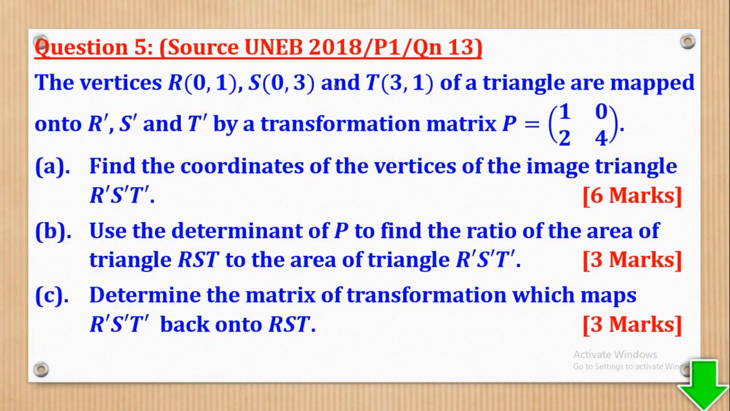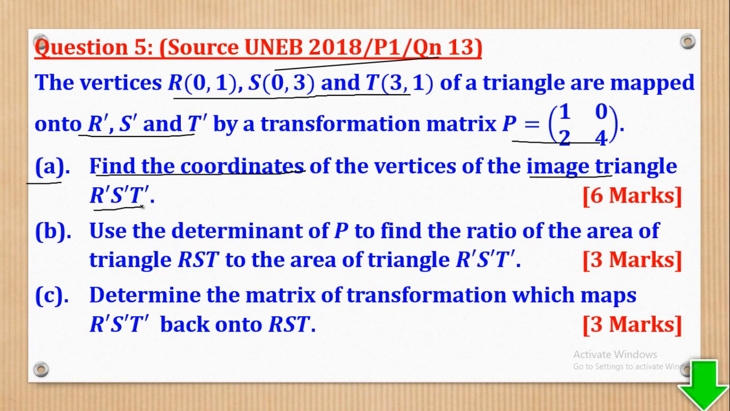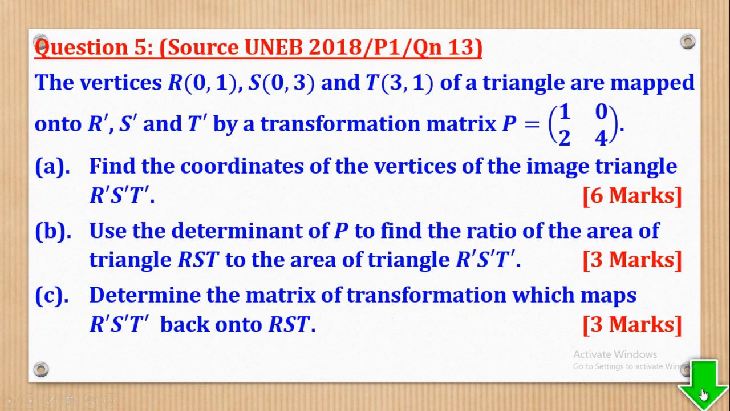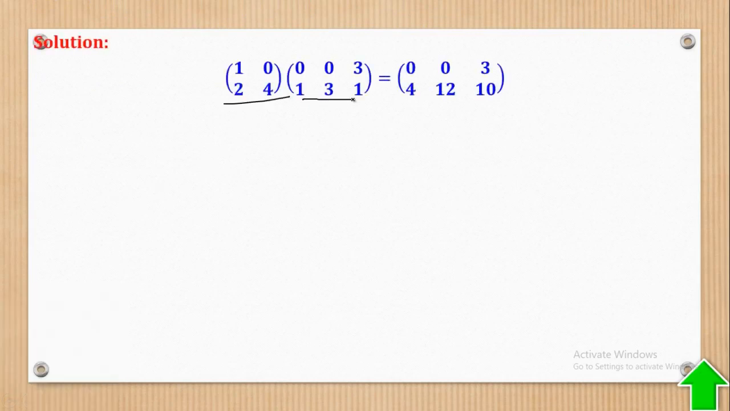Then question 5 came from UNEB 2018, paper 1, question 13, and says the vertices R, S, T of a triangle are mapped onto R prime, S prime, and T prime by a transformation P, which is 1024. Part A. Find the coordinates of the vertices of the image triangle R prime, S prime, T prime. Let's first start with that. We already know that the matrix multiplied by the object gives you the image. Therefore, the matrix multiplied by this object gives you this image.